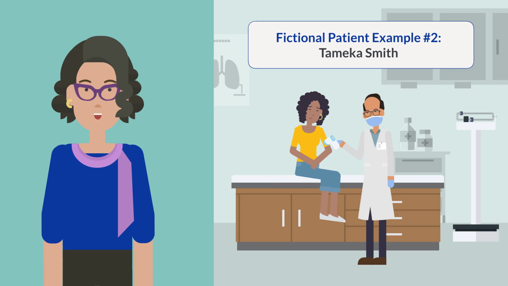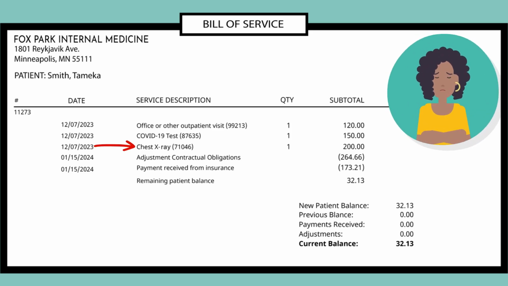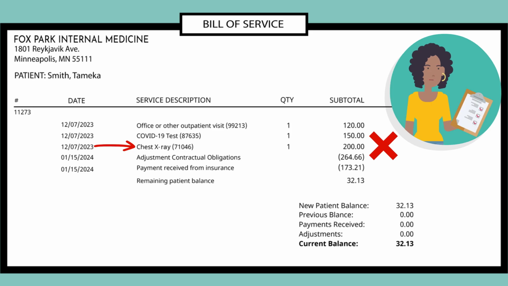Here, our patient Tamika Smith went to her doctor for a cough and flu-like symptoms. In looking at her bill and EOB, we can see that Tamika was billed for an office visit, a COVID-19 test, and a chest X-ray. But wait, unlike Robert, Tamika never had an X-ray at her visit, so she knows that this is incorrect. Just to be sure, let's check the rest of her documents for any other mistakes.